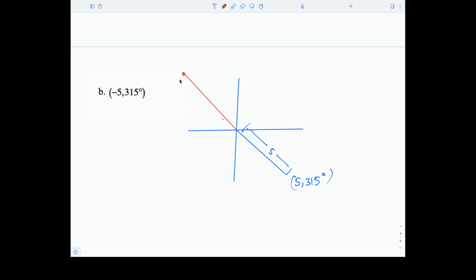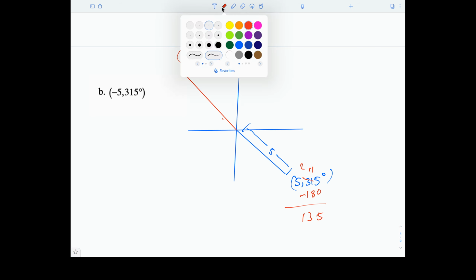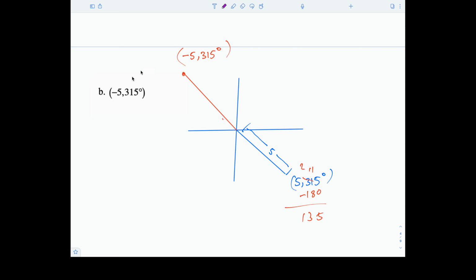So it's actually over here. If I subtract 180 from 5, this would give me where negative 5, 315 is. So negative 5, 315 is here, right? But if I just simply subtract 180, it will tell me exactly where that is. So this is going to be 3, this is 2, so 135. While it's negative 5, 315, I can also say it's just 5, 135.